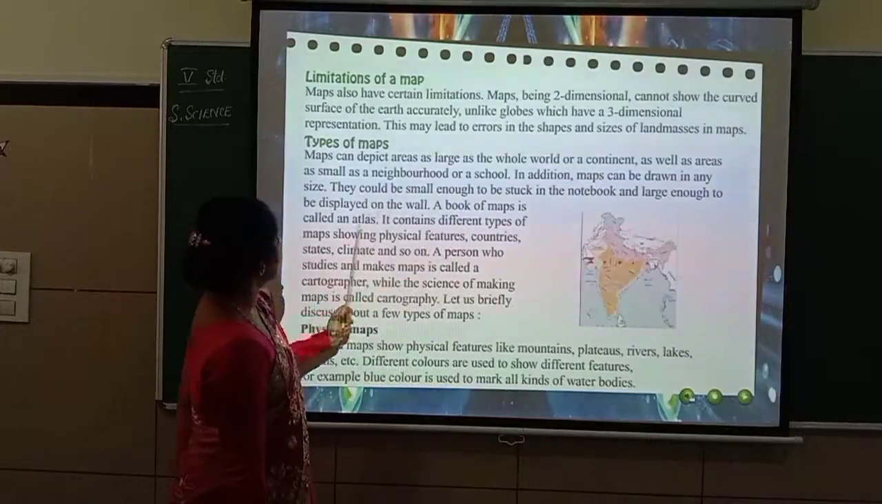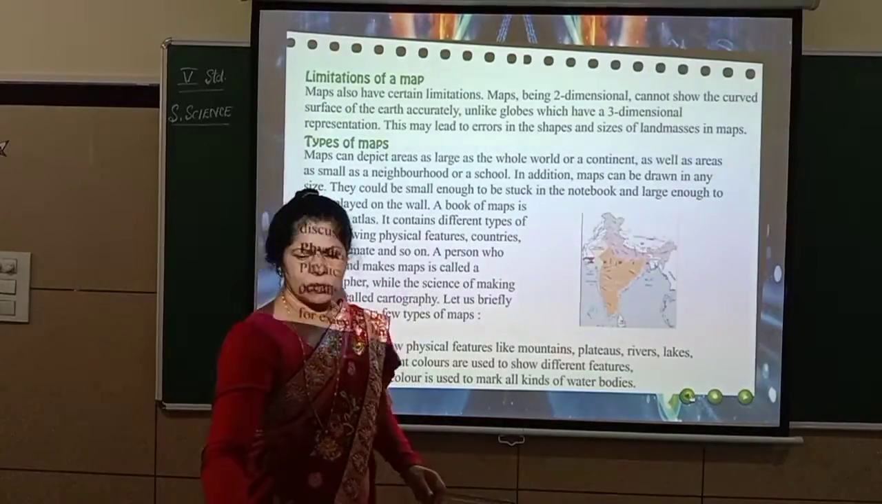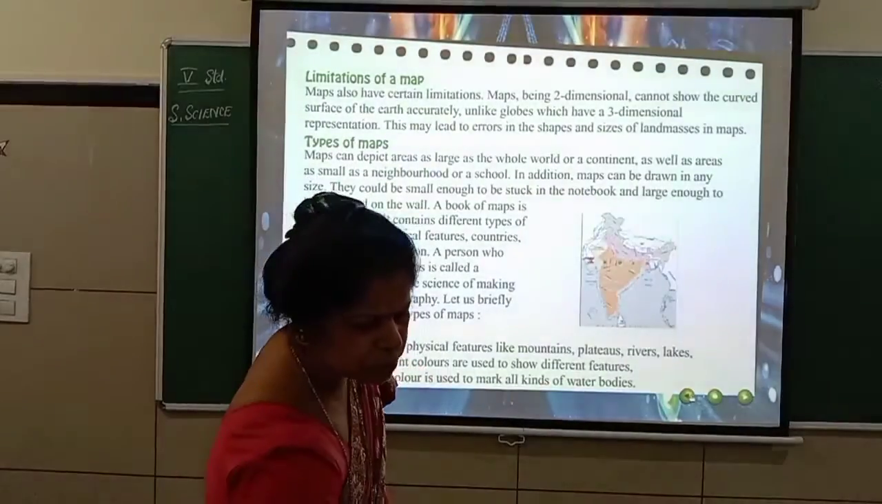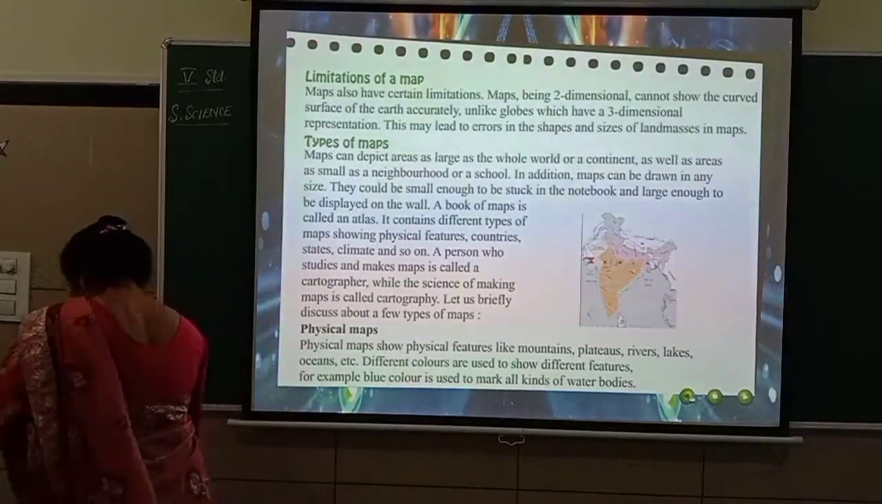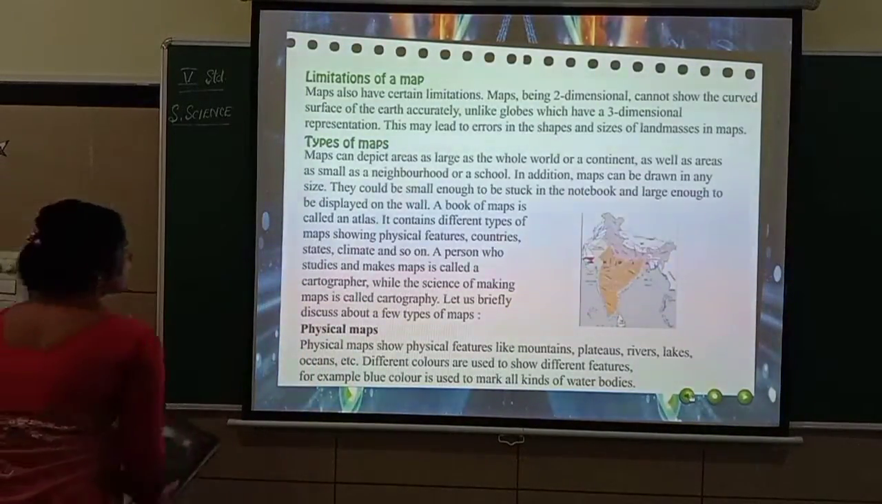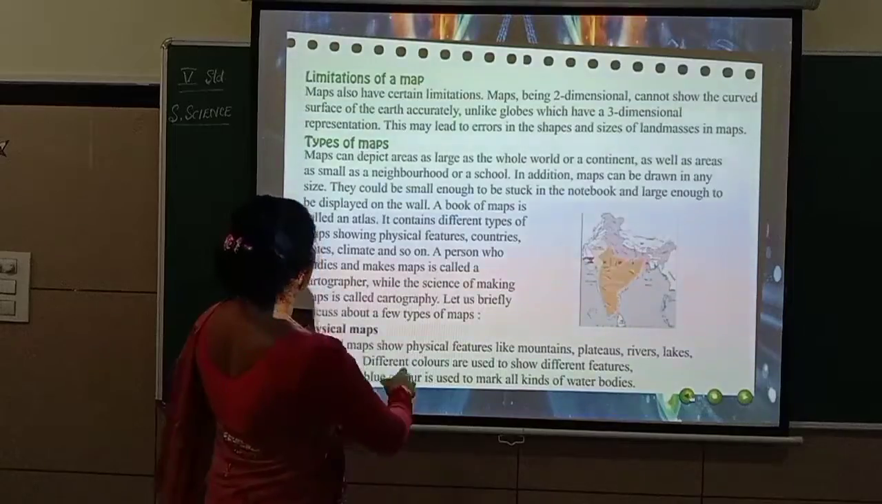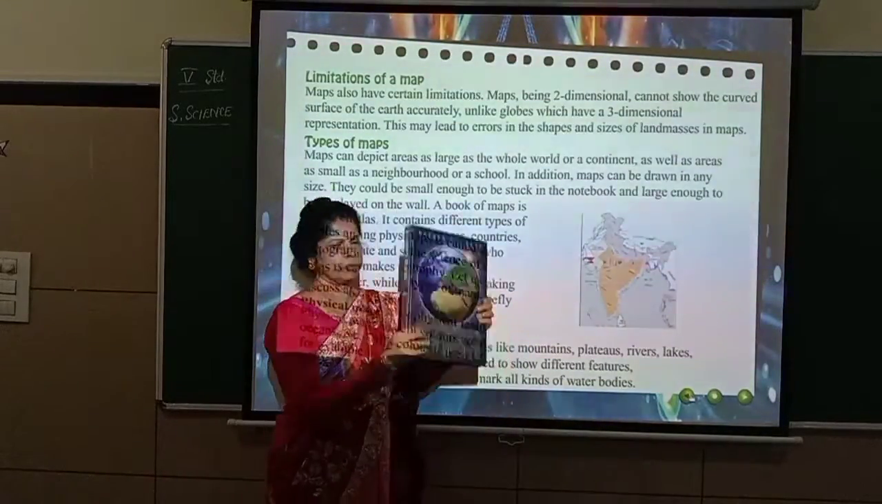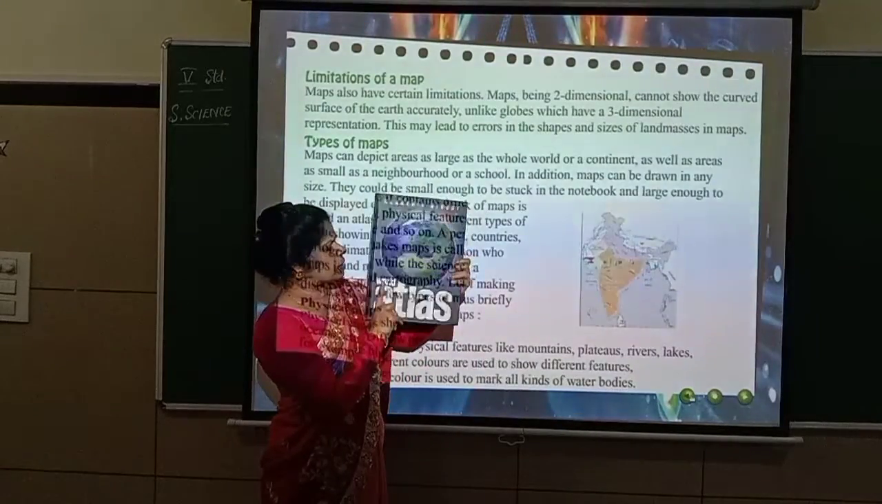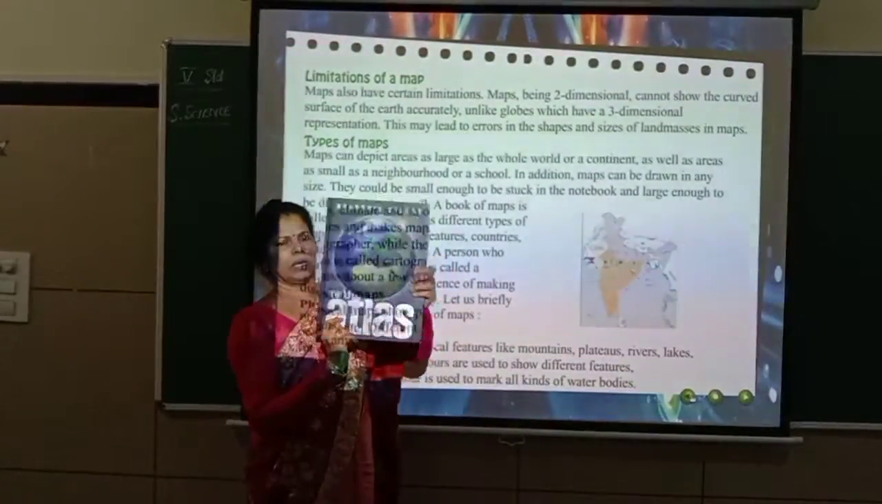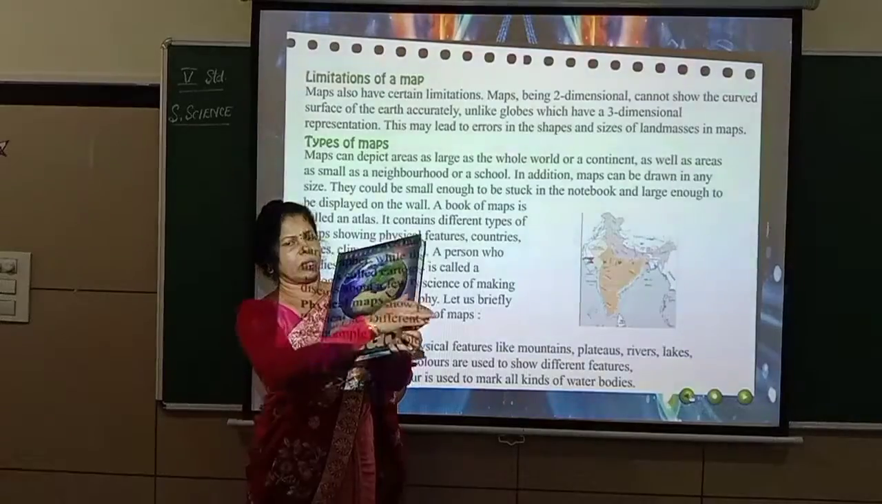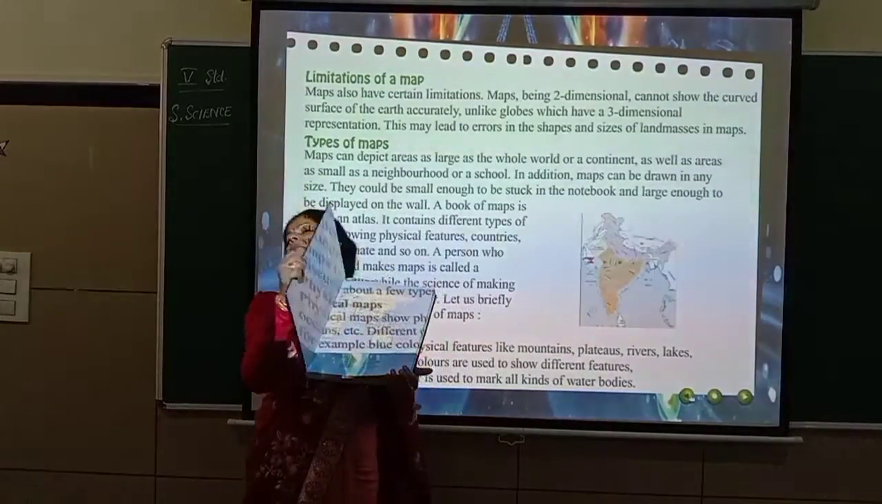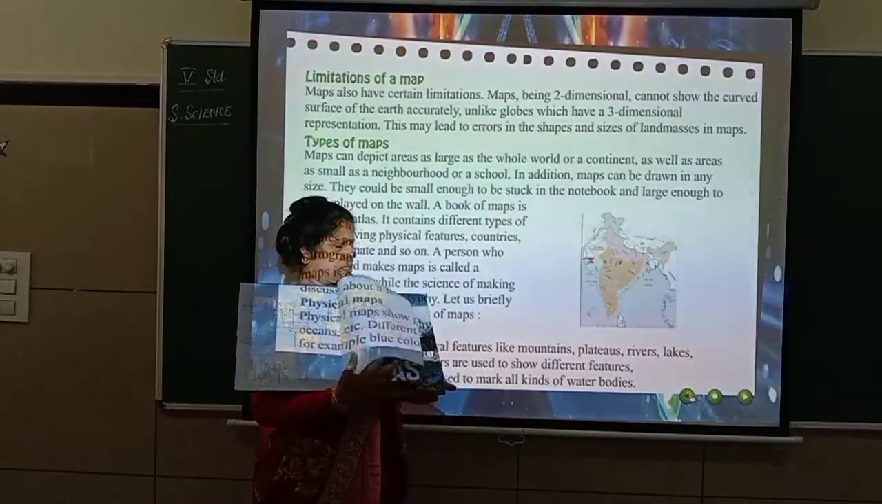A book of maps is called an atlas. So there is a book actually for school level children. A book of maps is called an atlas. So what is this? This is what we call a world atlas. It is a book, fully complete of what? The whole world areas. So you can see here.